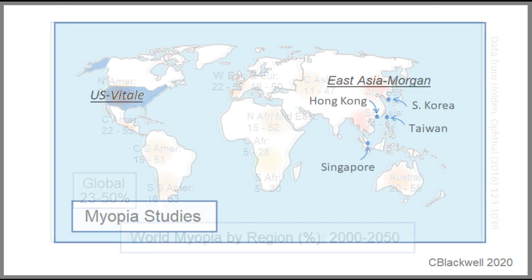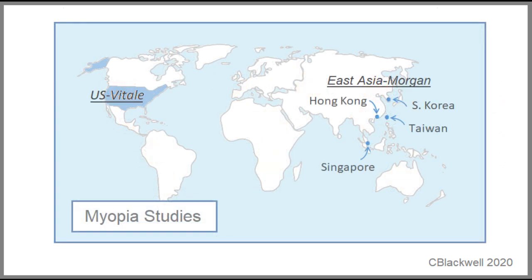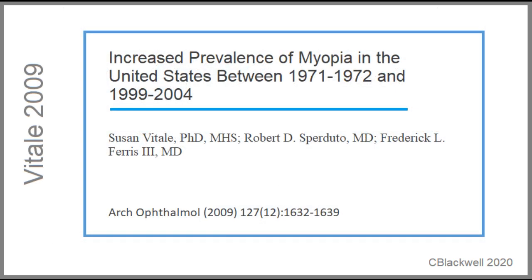From the many studies on the epidemiology of myopia, we have selected 2 that report on frequency of myopia over time. Starting in the U.S., the Vitale study compares National Health Survey data from the early 1970s to the turn of the century.